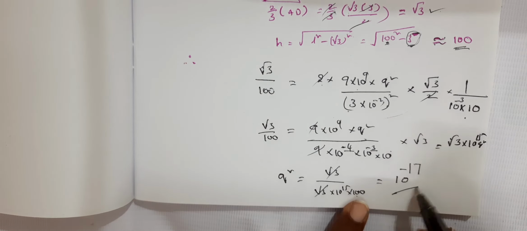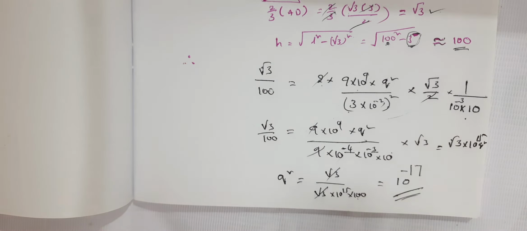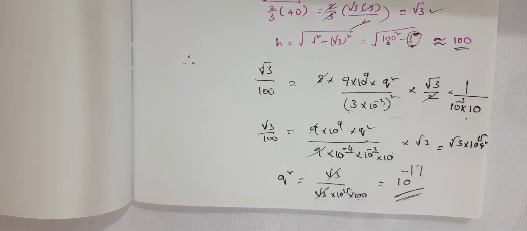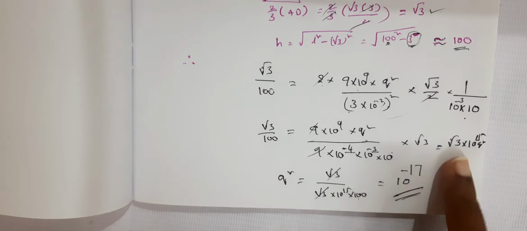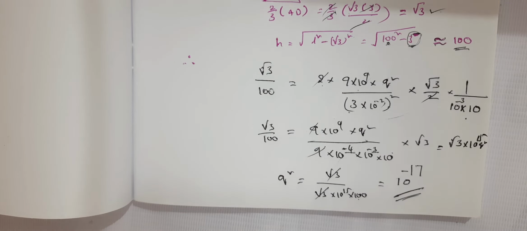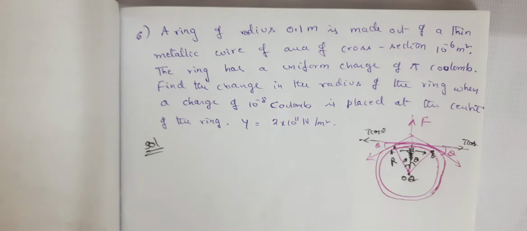Let us check the simplification. So copy this one and please check the simplification if at all we are wrong anywhere, because we got it to be 10 power minus 17. Somewhere we have to see if something is missing here. So now let us see the next problem.